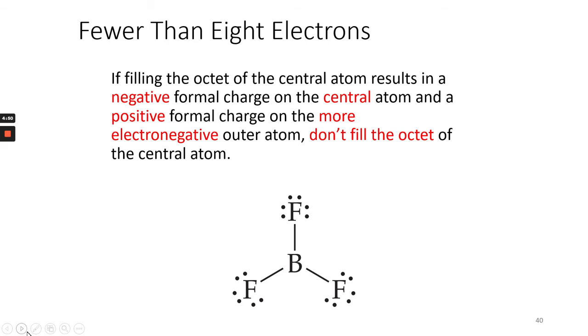So if filling the octet of the central atom results in a negative formal charge on the central atom and a positive formal charge on the more electronegative atoms, then do not fill the octet. Because remember, your most electronegative element should have a negative charge on it, not a positive.